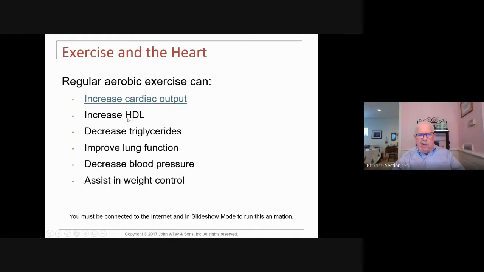Here's how you can remember it. H stands for happy. L stands for lousy. So HDL is good, LDL is bad. It also decreases another lipoprotein in your body called triglycerides. So exercise is very good. It improves your lung function, decreases your blood pressure, and assists in weight control. So exercising is very, very good. That's important.